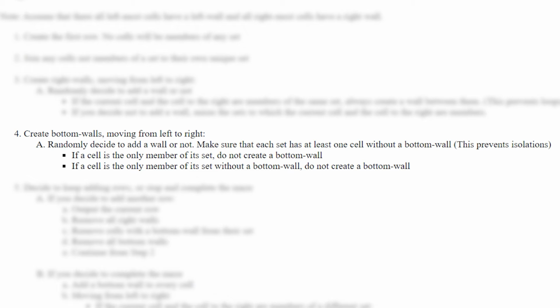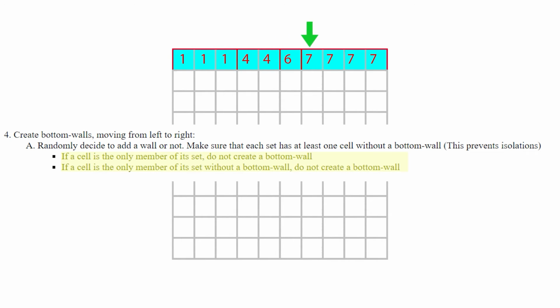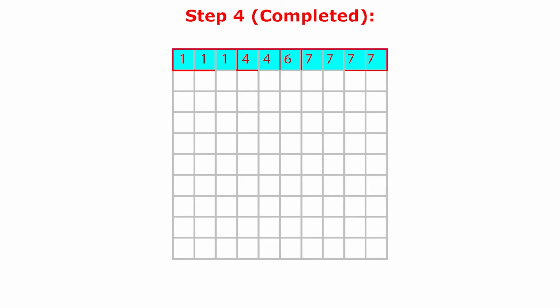Step 4 is similar to step 3 in a lot of ways. For step 4, we will be looping over each cell, starting from the leftmost cell, going right. The bottom bullet points, again, act as prerequisites to adding a wall or not. If the cell is the only member of its set without a bottom wall, meaning every other cell in that set already has a bottom wall, then don't add a bottom wall to that cell. If a cell is the only member of its set, do not create a bottom wall.